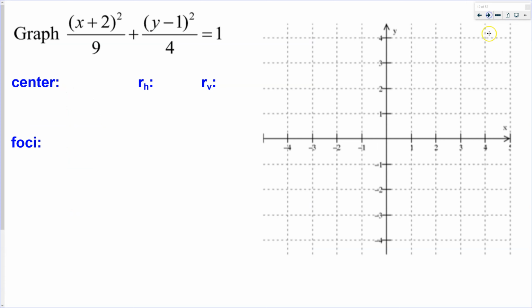So let's try one. Why don't you pause the video, write down this equation, and draw yourself a quick set of axes so that you can graph this with me.